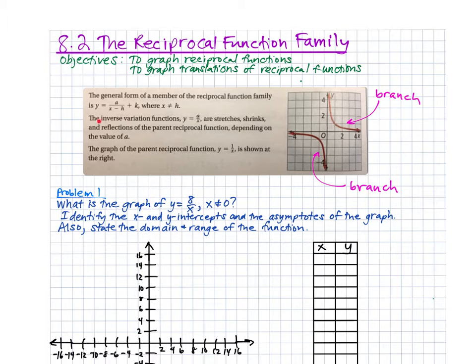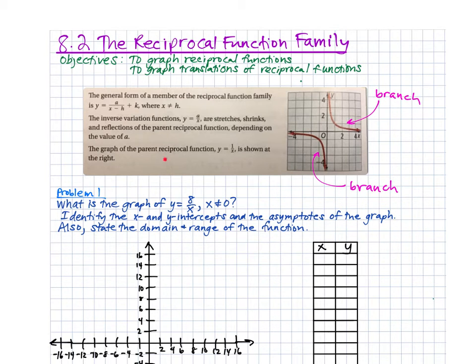So here is our general form of a member of the reciprocal function family, a over x minus h plus k, where x obviously does not equal h because you can't divide by 0. So this function, the a over x, this is where it stretches or shrinks or reflects the function, depending on the value of a. And then the 1 over x is shown at the right.